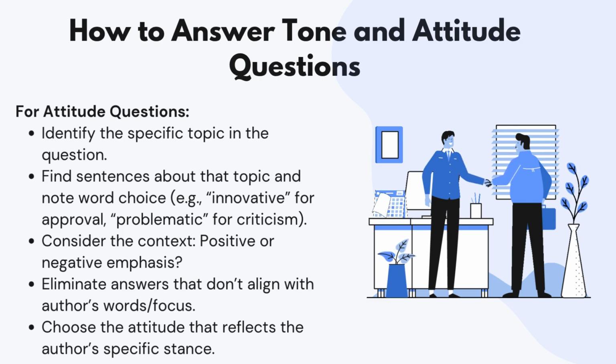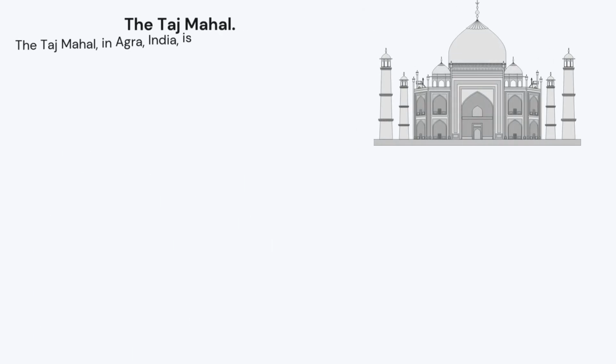Does the author emphasize positive aspects or negative aspects when discussing this topic? Look at the overall feeling in those sentences. Fourth, eliminate answers that don't align with the author's specific words or their overall focus on that topic. Finally, choose the attitude that accurately reflects the author's specific stance or feeling toward that particular subject. Let's look at some examples.